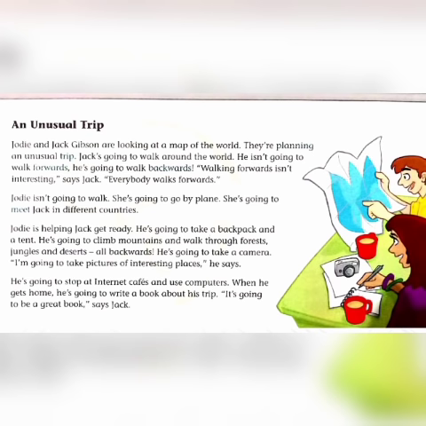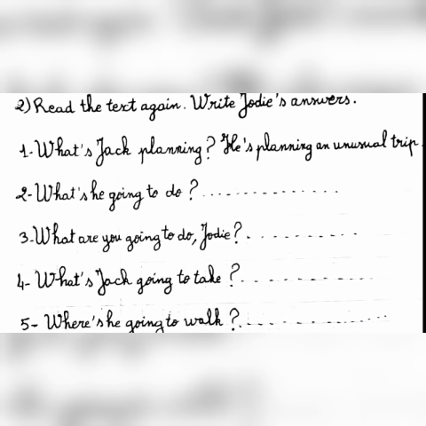The first paragraph. Judy and Jack Gibson are looking at a map of the world. They are planning an unusual trip. Jack's going to walk around the world. He isn't going to walk forwards. He's going to walk backwards. Walking forwards isn't interesting, says Jack. Everybody walks forward. Okay, so for the second question, you're going to find it, of course, in this paragraph, in the paragraph number 1.